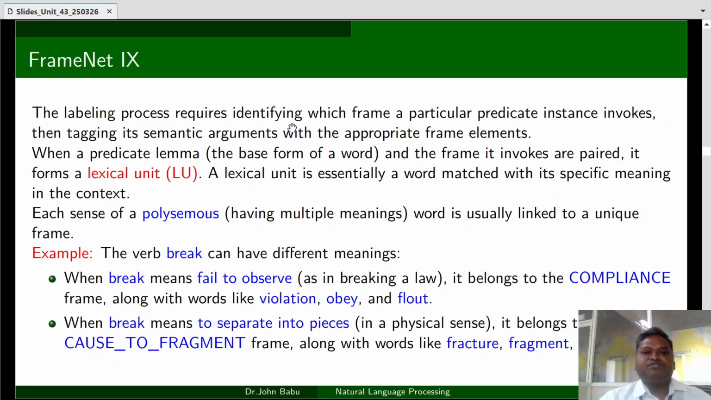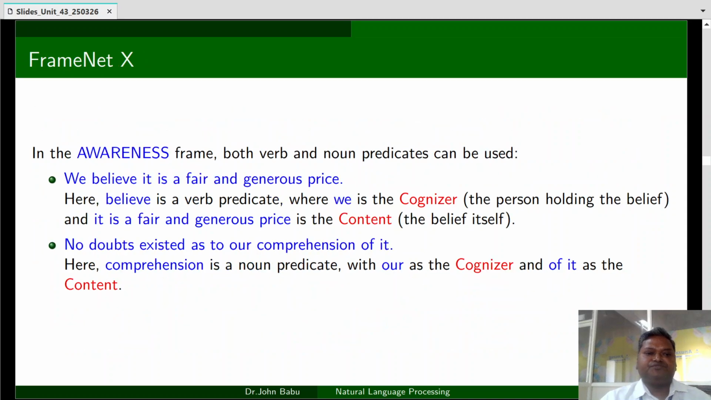So the labeling process requires, as the first step, identifying the frame. The second step is that appropriate frame elements are to be identified. Then we need a lemma and its associated frame, which we call a lexical unit, and we will use the lexical unit in identifying or annotating the given sentence.